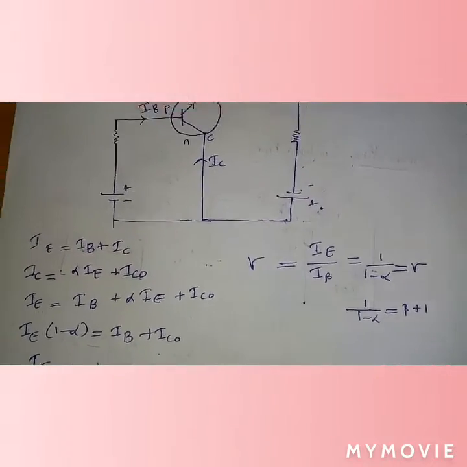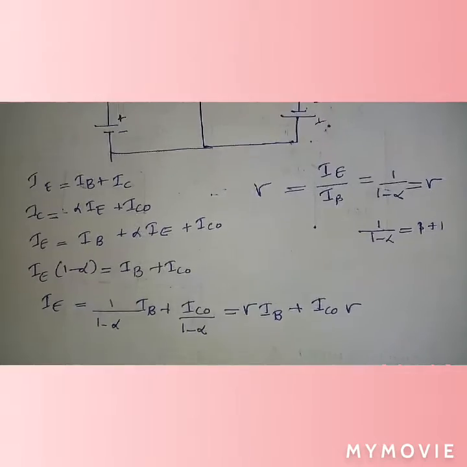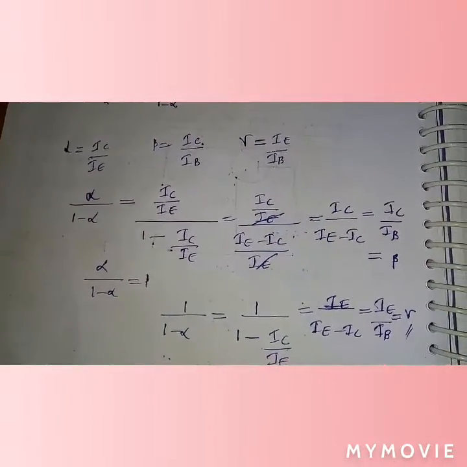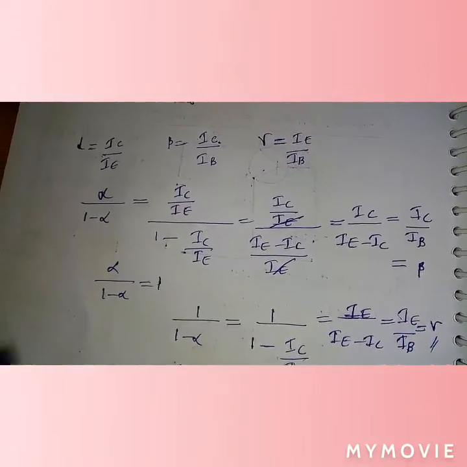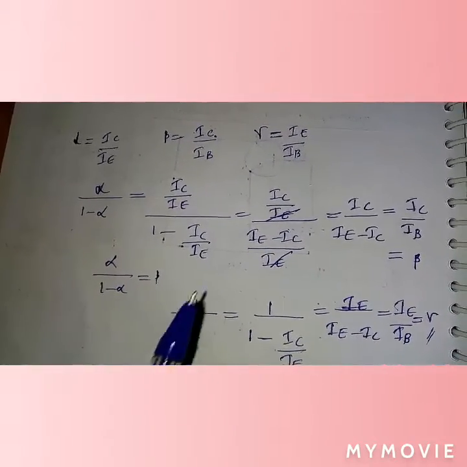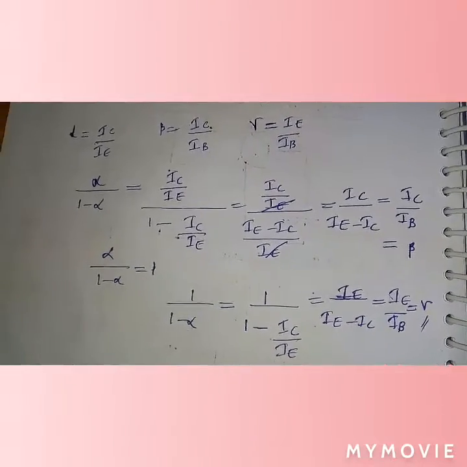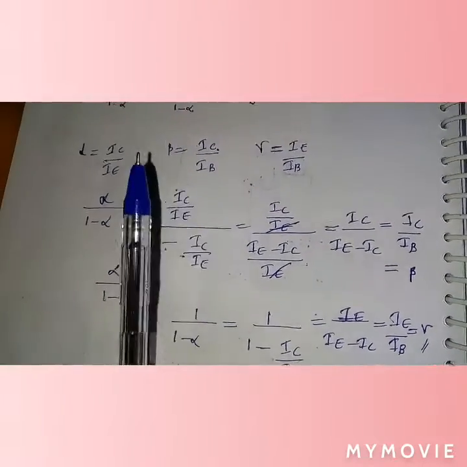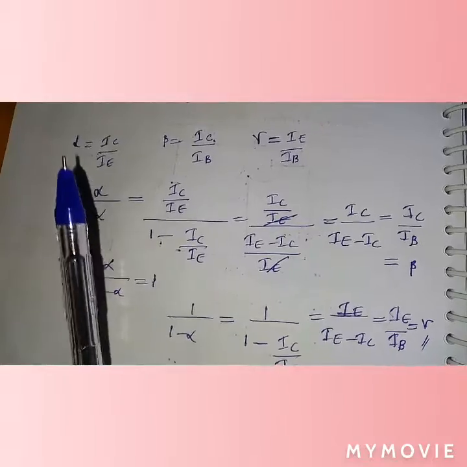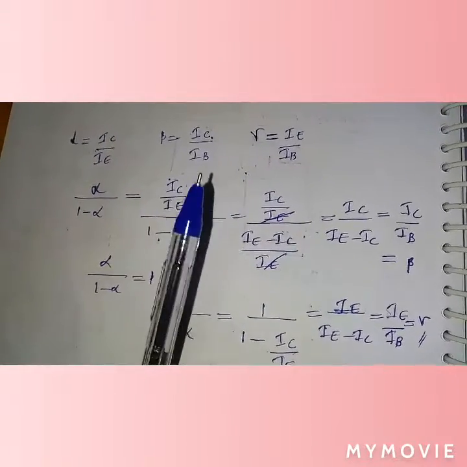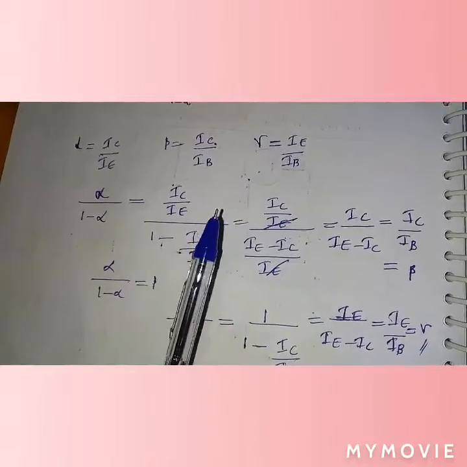How do we get these relations? How do we get the relation between the gain factors? Here we can understand how we get the relation between the gain factors. We should remember once again the equations: alpha is equal to IC by IE, beta is equal to IC by IB, gamma is equal to IE by IB.